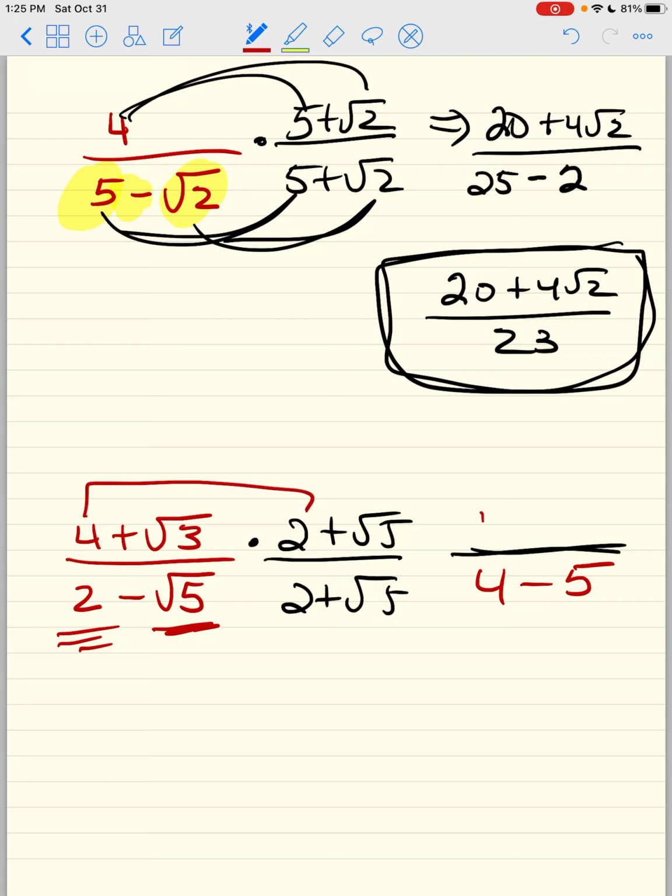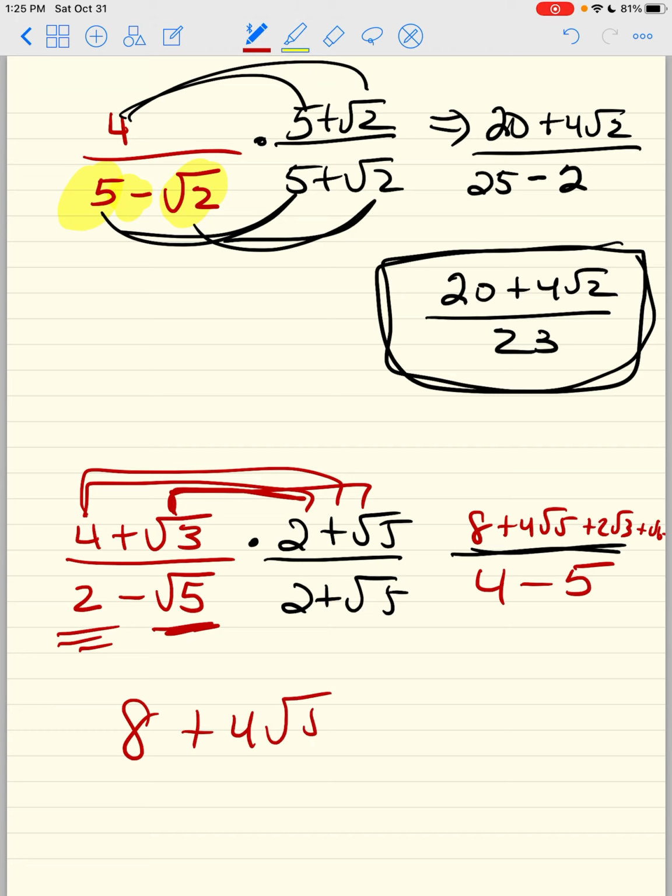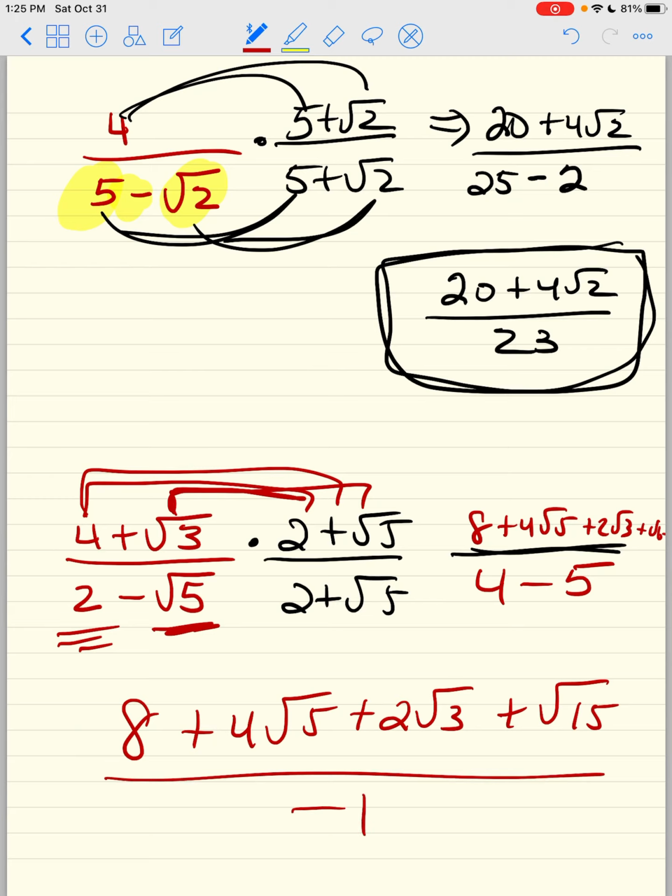Okay, 4 times 2 is 8. 4 times radical 5 is 4 radical 5. 2 times radical 3 is 2 radical 3. And radical 3 times radical 5 is radical 15. So I have 8 plus 4 radical 5 plus 2 radical 3 plus radical 15 all over negative 1.